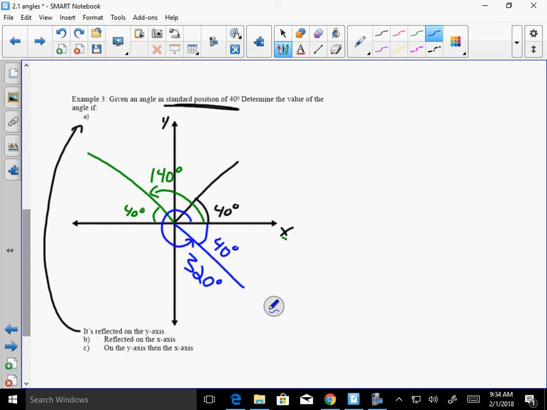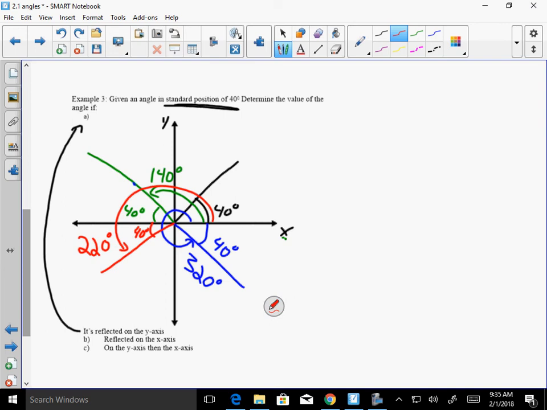And then now a reflection on the y-axis and then on the x-axis. So I reflect on the y first, which is this guy here, and then I'm going to reflect down on the x-axis. So I would fold it this way, and then fold it down this way, and my angle would then be here. So this would be 40 degrees, and then I would need to get this measurement there. 220. Good. There we go. 220. Okay? Any questions about that? All right.